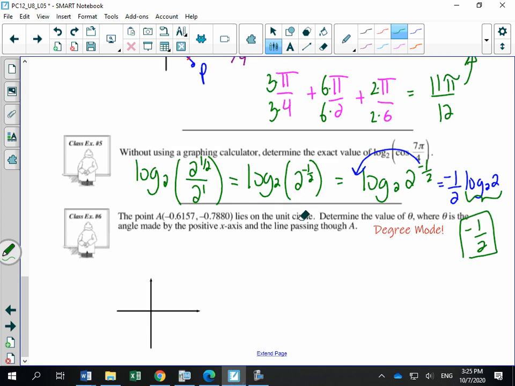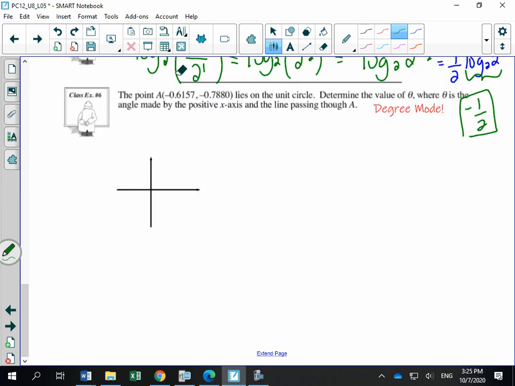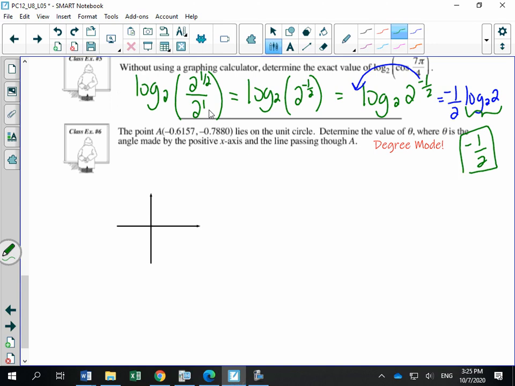So this point lies on the unit circle. Again, it's not going to be one of our nice coordinates, but what they want us to find is the value of theta. So what we need to do is put this roughly where this is in our unit circle. If x is negative and y is negative, we are going to be in quadrant 3. That's where point A would lie.